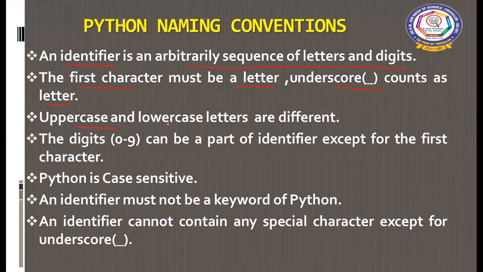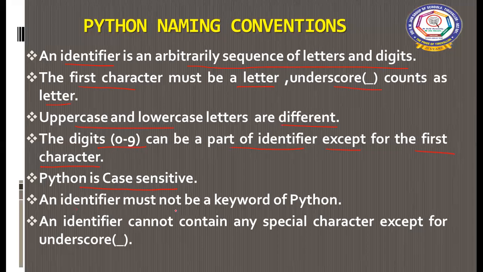Uppercase and lowercase characters are different. It can contain digits 0 to 9 as a part of an identifier, except that the first character should not be a digit. It can be an underscore or a letter, but it cannot be a digit. Python is case sensitive, which means that it treats uppercase characters and lowercase characters differently. They will not be the same.